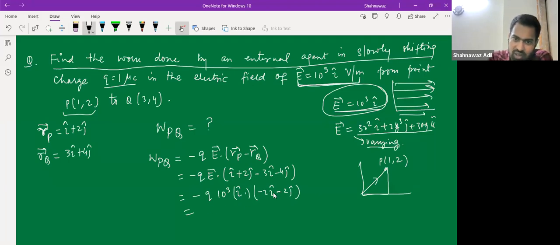So only i dot i will survive, right? Q is 1 microcoulomb, so 1 into 10 to the power minus 6. This is 10 to the power 3. And i into minus 2i would be minus 2, so plus 2. So this would be 2 into 10 to the power minus 3, right?